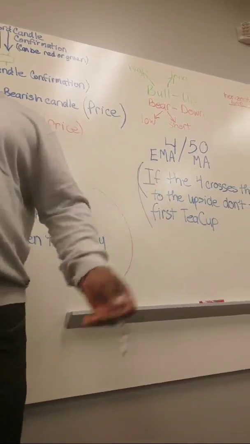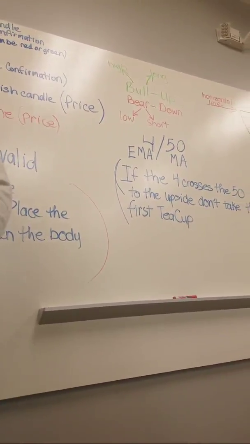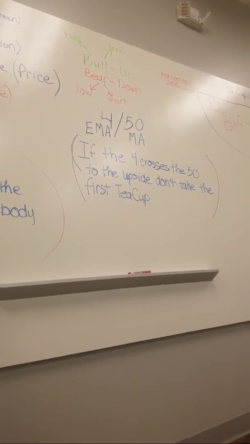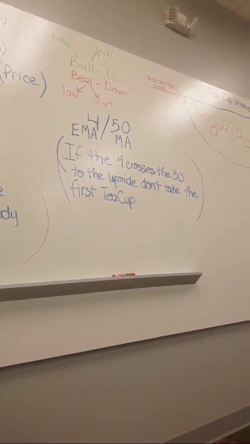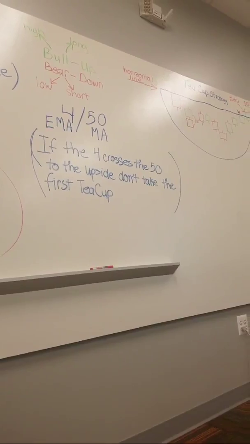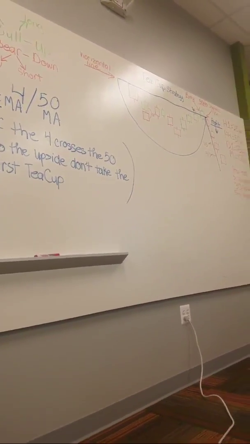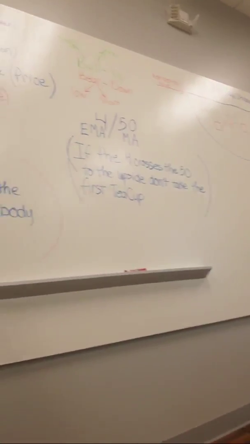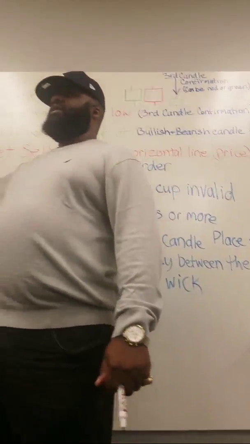But what did I teach y'all? If the 4 crosses the 50 to the upside, market execution, buy. You still make money when it does that. Market execution, buy. Get what you need, put your trailing stop loss on, or get what you need and get out of the market. Everybody okay with that?